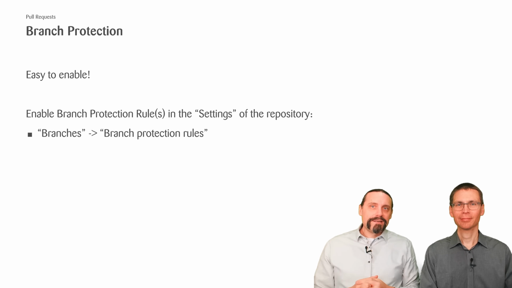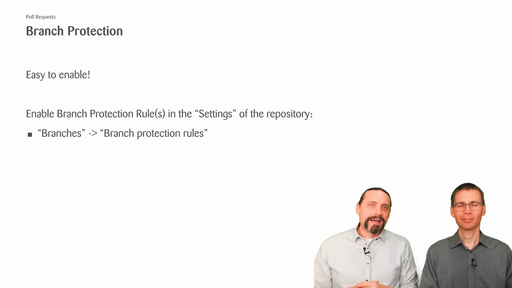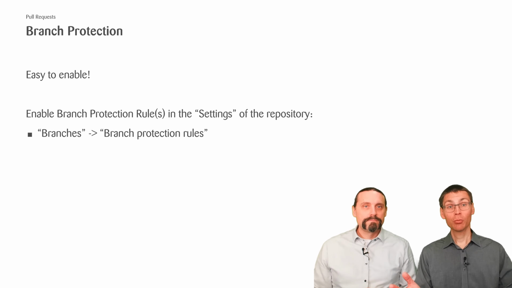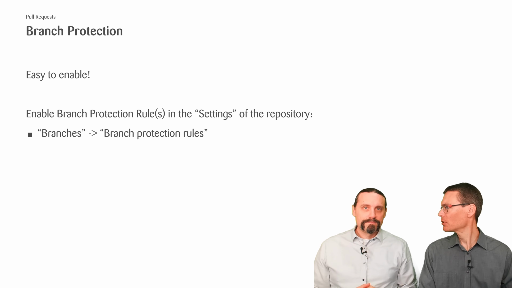So enabling branch protection is in GitHub very simple. You go to the settings tab, you go to branches, and then you select branch protection rules. There you have many settings you can define, and we will have a look at that in the demo later in this video. What did we figure out that works best when using pull requests, Romano?